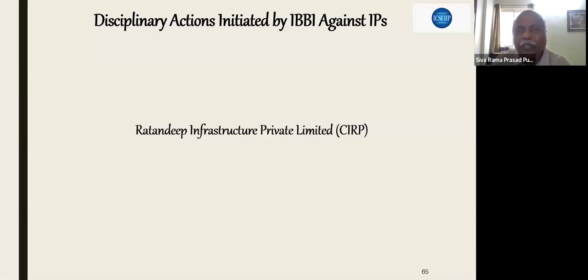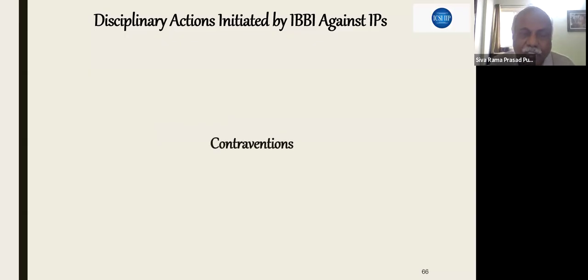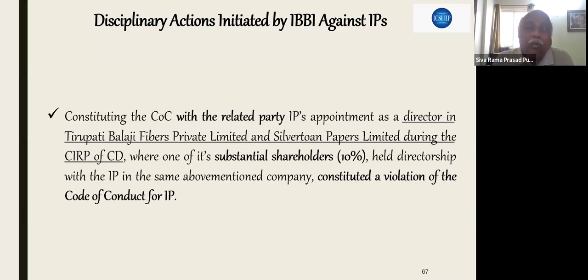What is the name of the corporate debtor? Ratnadeep Infrastructure Private Limited, CIRP. What are the contraventions? Constitution of the CoC with related parties. On one side, there are IBBI regulations and judicial pronouncements, always, with the mic, telling that no related party should be there in the CoC. That is the basic criterion.